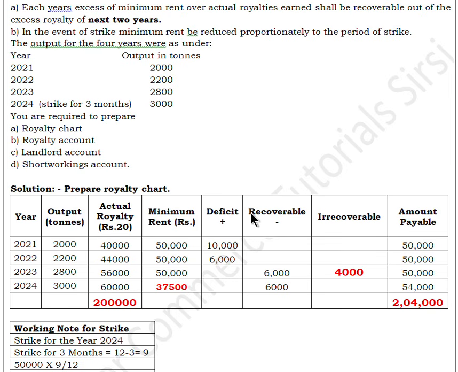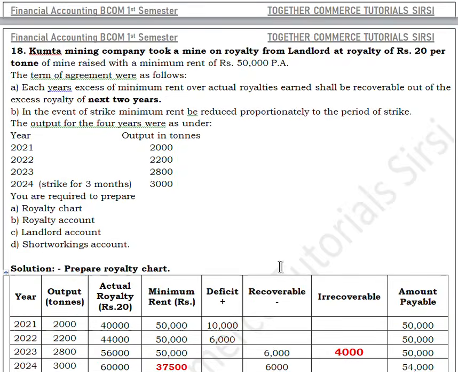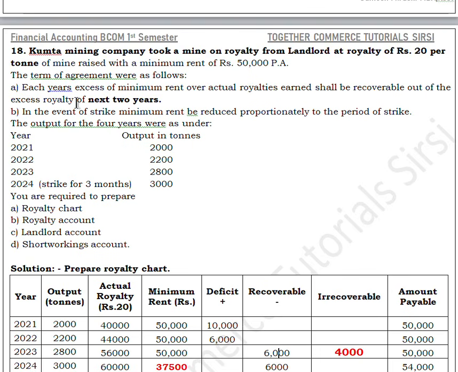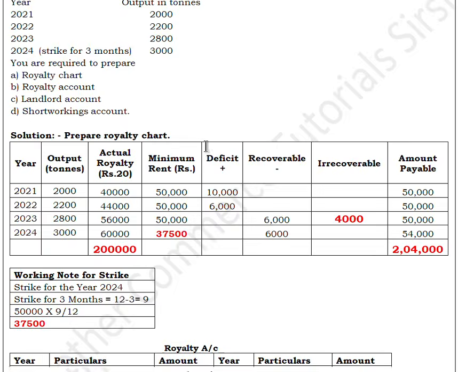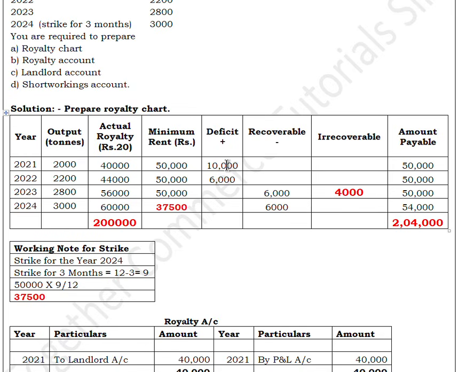Now in order to understand the recoverable column, we should see the recoupment time first. This is the time they have given, that is the next 2 years. That means this 10,000 is to be recovered in the next 2 years. For this year, the next 2 years are this year and this year, that is these 2 years. So in these 2 years, if you can recover the amount, let us see.